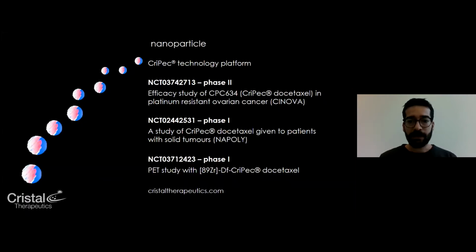The nanoparticle we used is developed by Cristal Therapeutics and is based on the CriPec technology. And at the moment it is in clinical trials, phase 1 and phase 2. If you are interested, you can find more information about this nanoparticle at the website of the company.